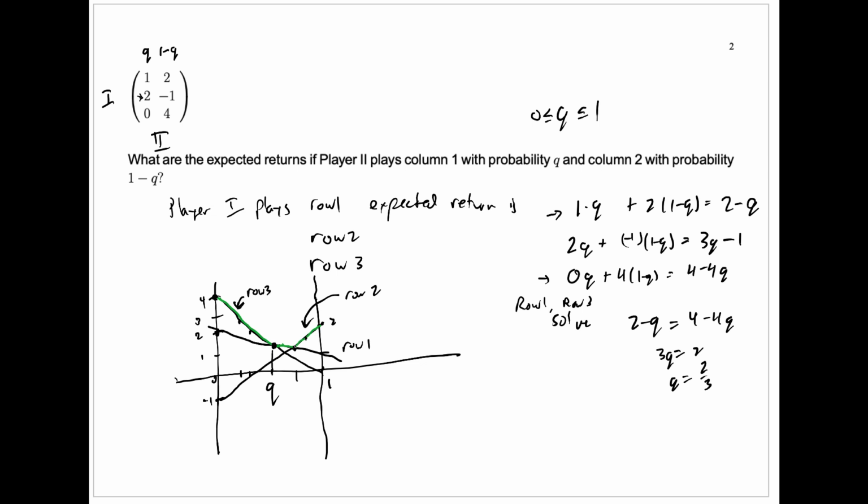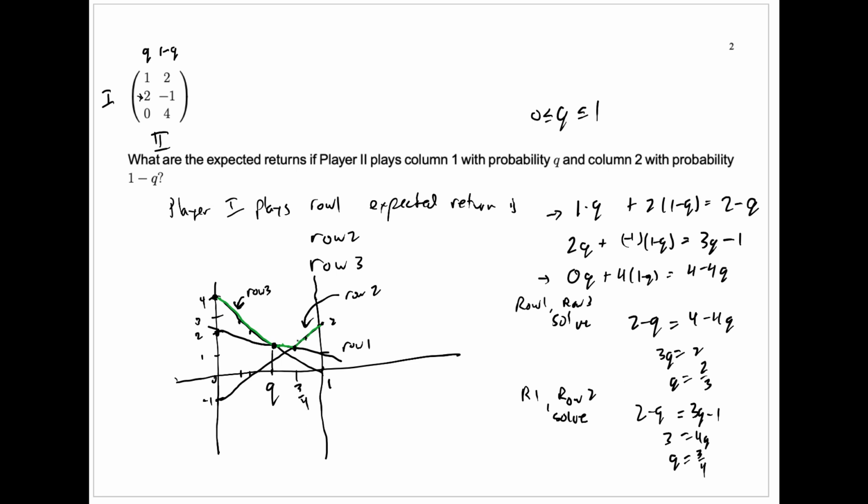What about for the one on the right here? Well, that's where the return from row 1 is the same as the return from row 2. And if we want to find that, we just have to solve the return from row 1, which is 2 minus q, equals the return from row 2, which is 3q minus 1. And that's easy to see. We'll get 4q on the right, and we get 3 over on the left. Q will be 3/4. So I'm just going to label the 3/4 here.